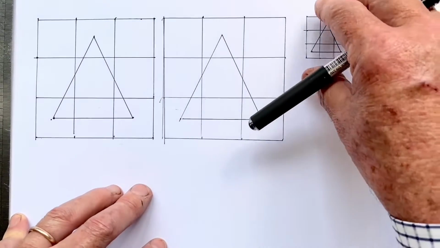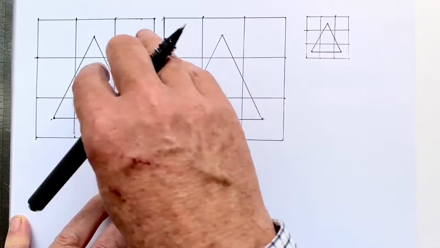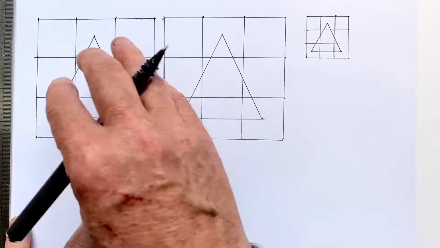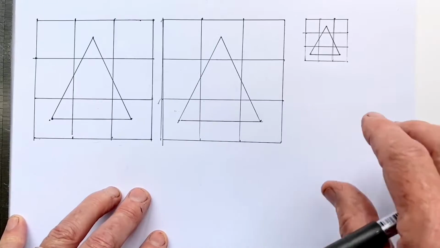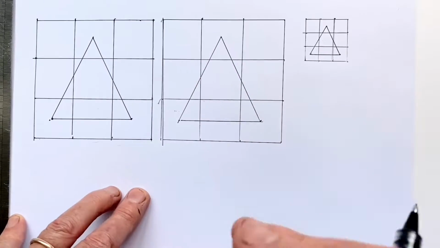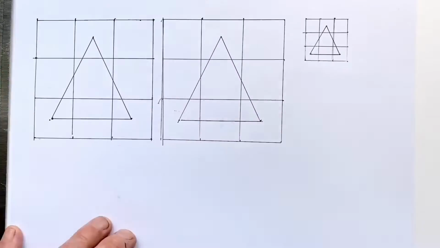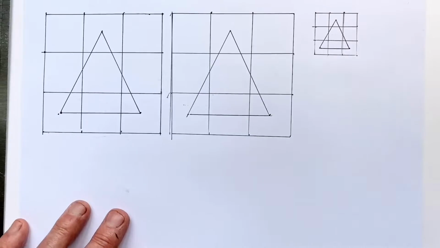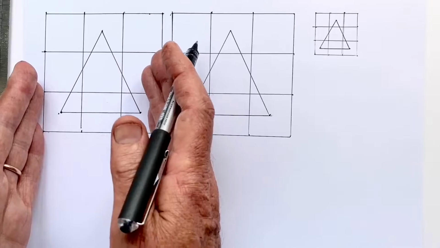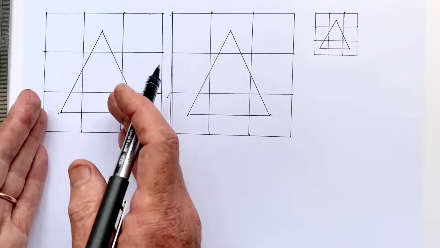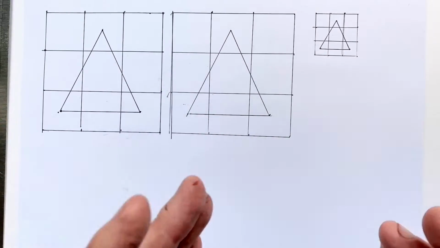If I'd drawn my boxes on my drawing paper twice the size as on my reference, or 1.5 times the size as on my reference, I would produce a drawing of the triangle twice or 1.5 times the size of my original one. We do need to be careful though that we accurately keep the proportions of the boxes that are on our reference with what we create on our drawing paper.